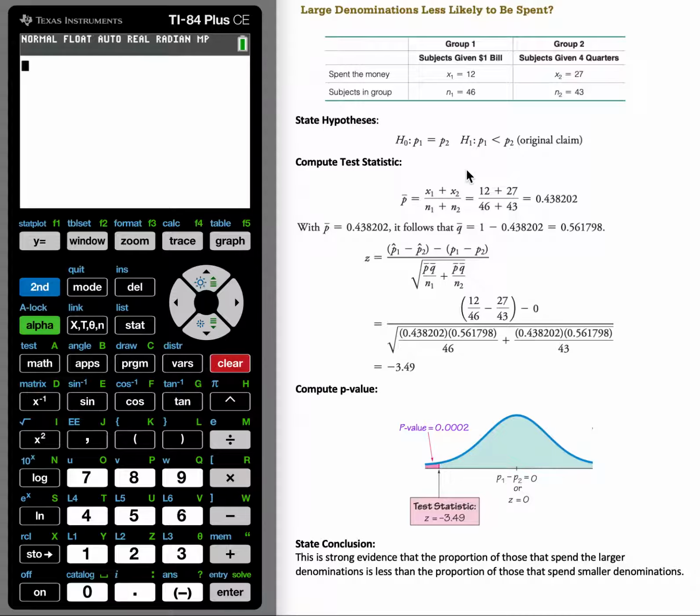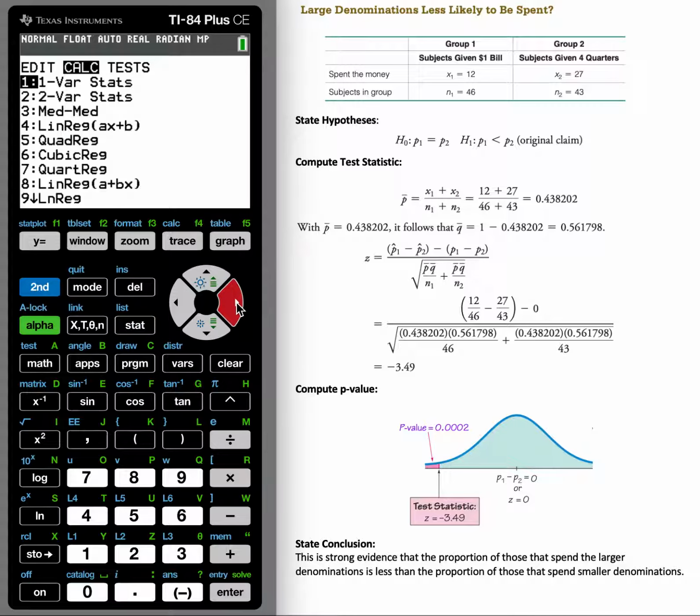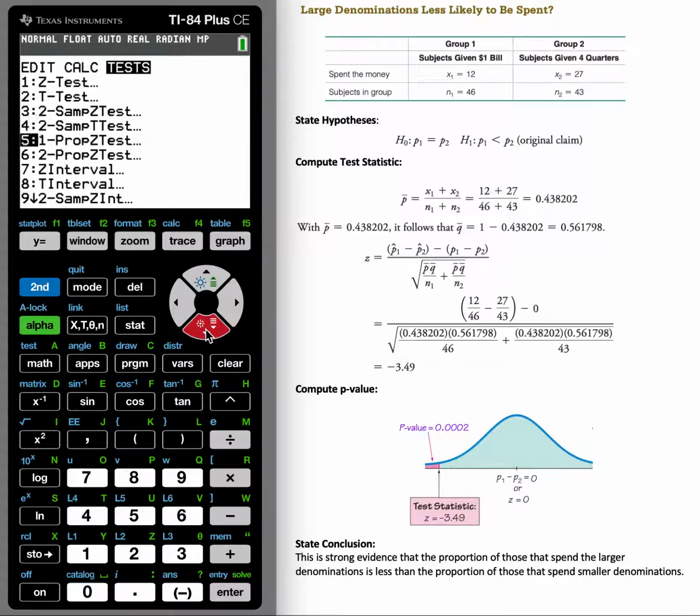So what I'm going to do is show you how to use the calculator to do the computations. So if we press Stat and arrow over to Test, we're doing a 2 proportion z-test. So I will arrow down and choose option 6, 2 proportion z-test.